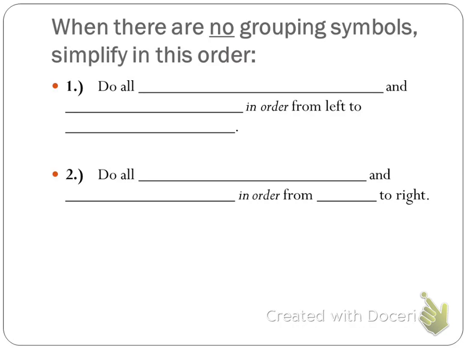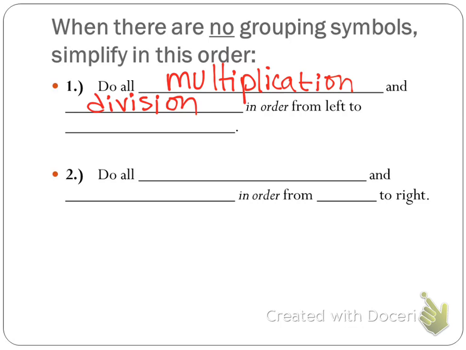When there are no grouping symbols, simplify in this order. Do all multiplication and division in order from left to right. And then after that, do all addition and subtraction.